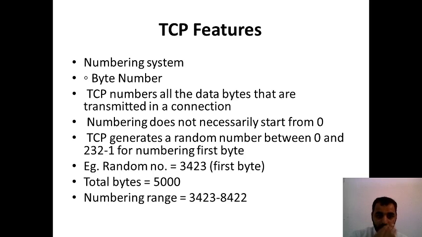Okay. Now the next one says TCP generates a random number between 0 and 2^32 minus 1 for numbering the first byte. Random numbers can be anything. Let us consider, say, 3423. Any random number. The total is 5000 bytes we are sending. So what is the range? The range is 3423 to 8422. This is the range from which the packets are to be received.